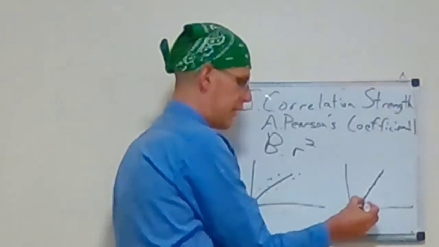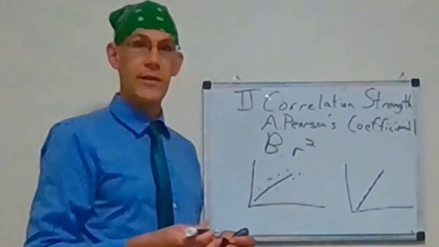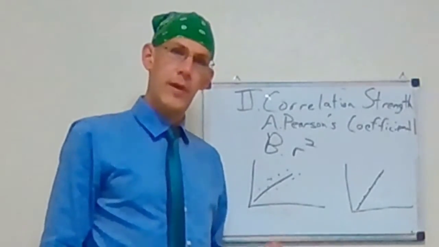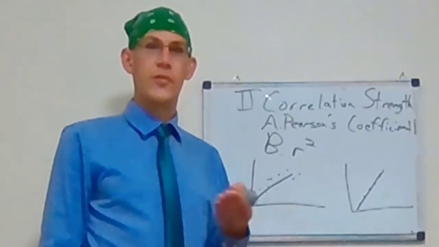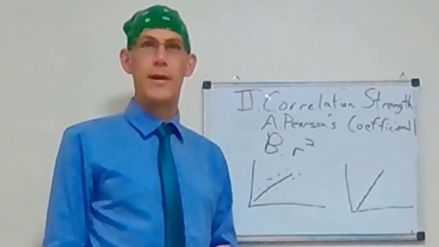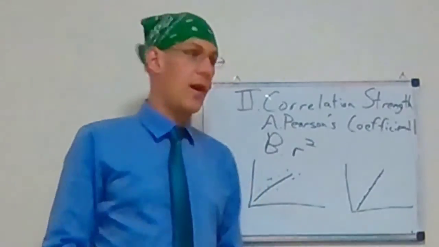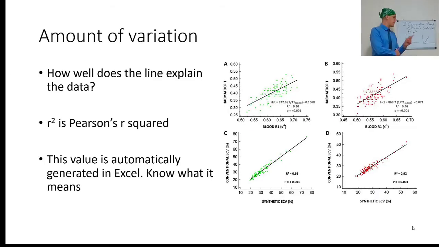So if all the data points are on the line, it's going to be a very good R squared. It's also going to be a very good R. An R of 1 equals an R squared of 1. An R of 0.5 equals an R squared of 0.25, because 0.5 squared is 0.25. Harken back to the days of Hardy-Weinberg. So R squared there is how well the line is explaining the data. This is a value we automatically get from Microsoft Excel. And now we know what it means.